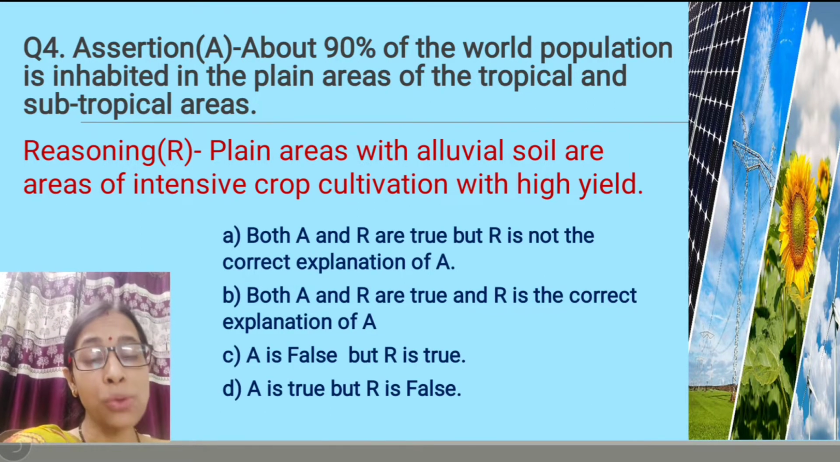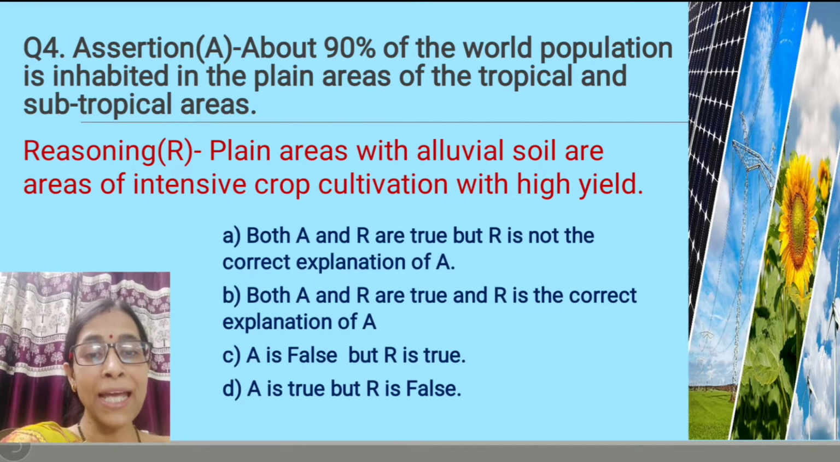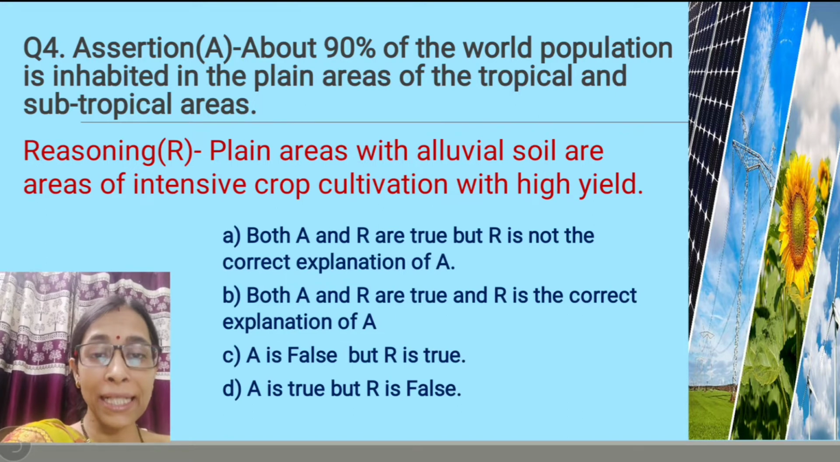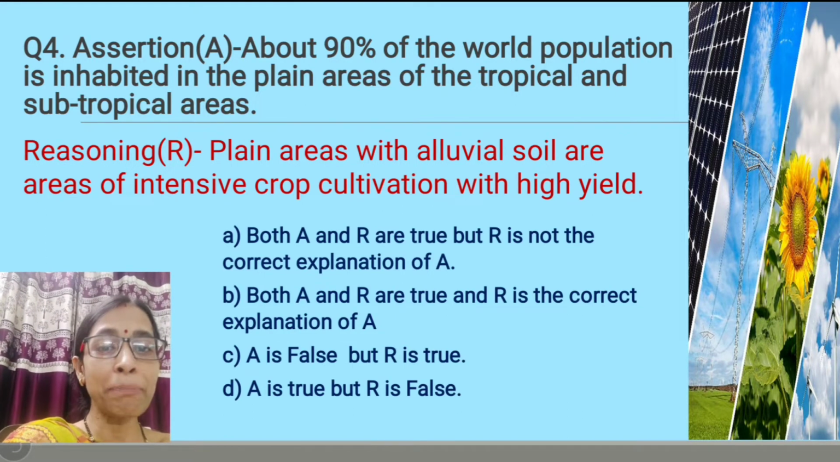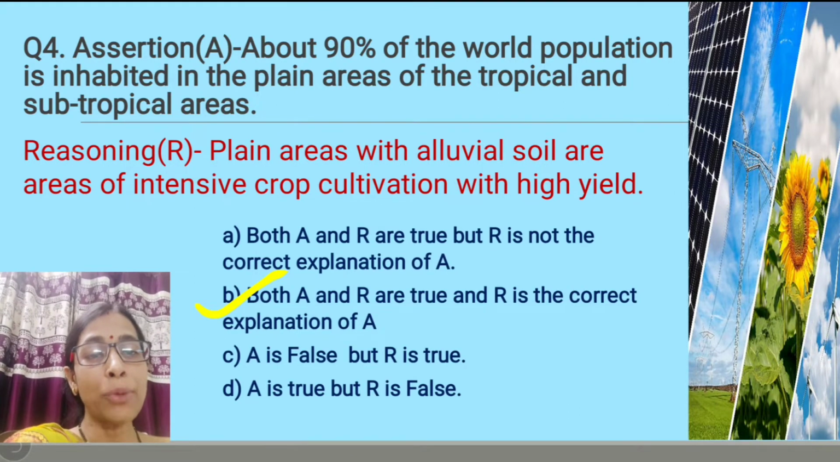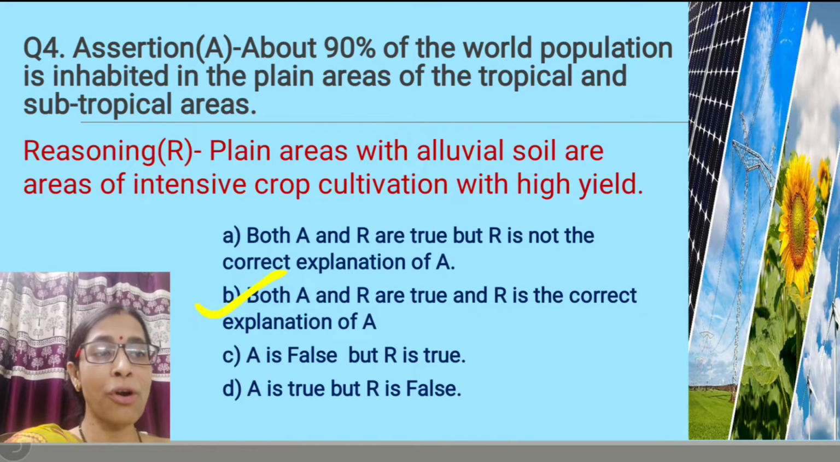That is also very correct because plain areas are intensely cultivated and they are very much suitable for cultivating a variety of crops. Be it in India or in different parts of the world, those whose primary occupation is cultivation, most of the people used to live in plain areas. So the correct option is option number B. Both A and R are true and R is the correct explanation of A.